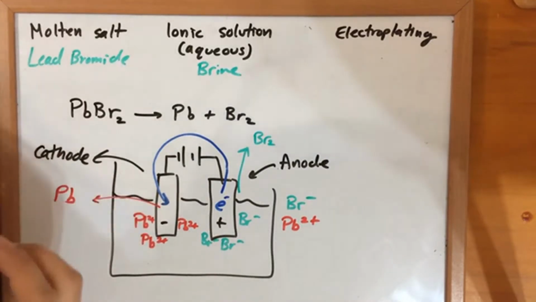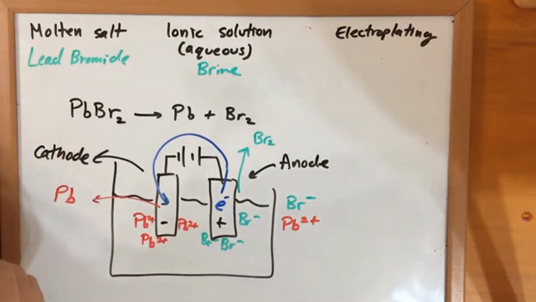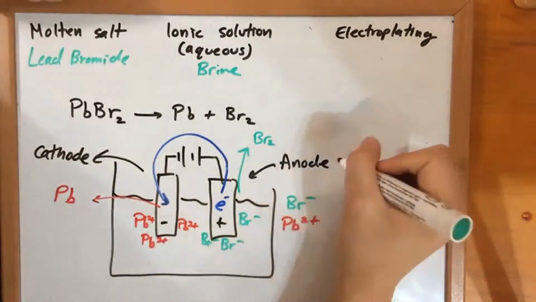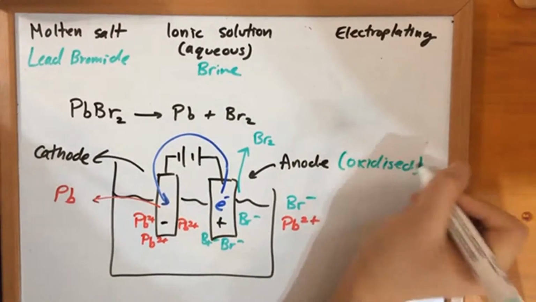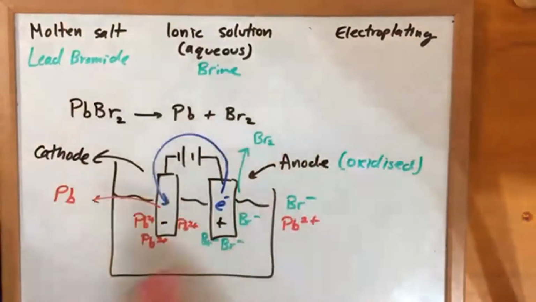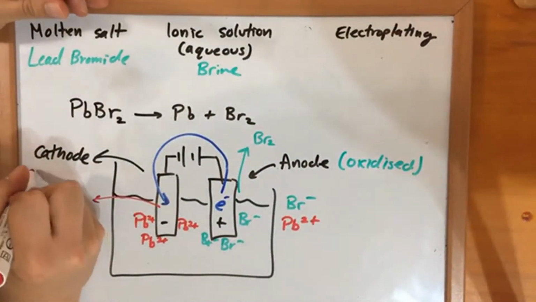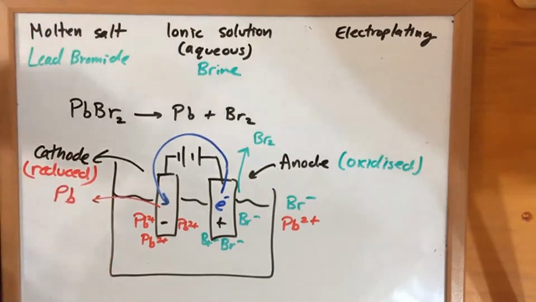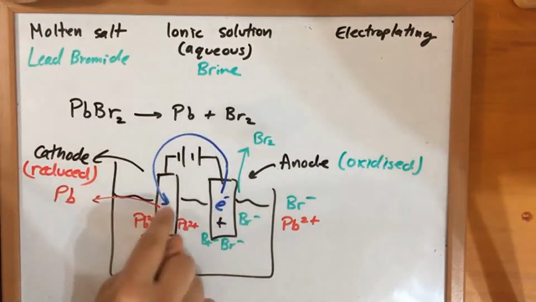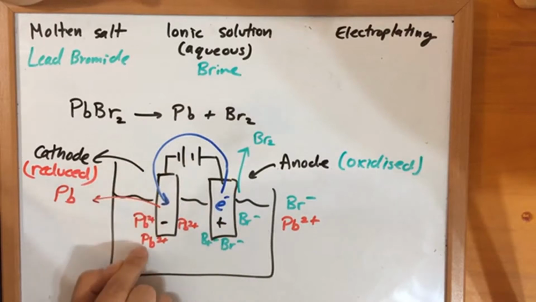And again, same thing, guys. If something is losing electrons, the bromine at the anode is being oxidized. This is really important because you're going to get questions like this: what's happening at the anode? The answer is it's being oxidized. And at the cathode, you're being reduced. If you're thinking, why is it reduced? It's because it's gaining electrons from this entire current that's running around.